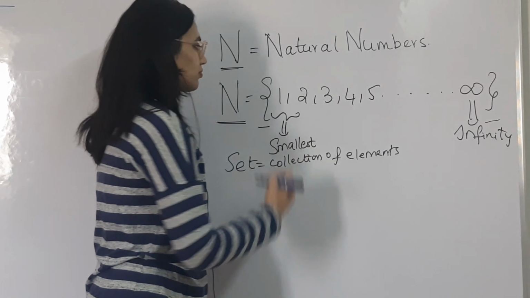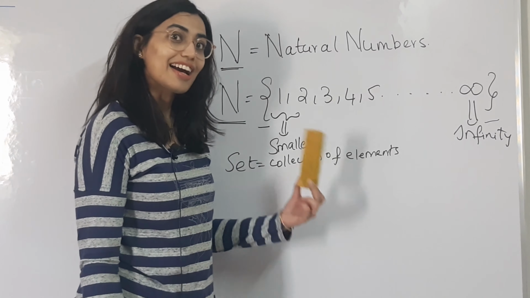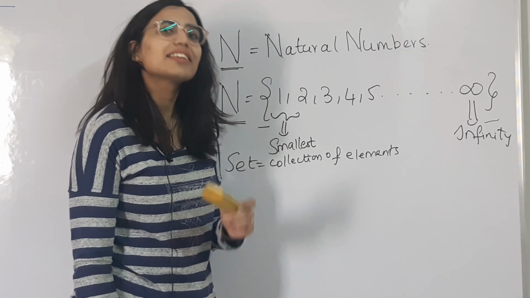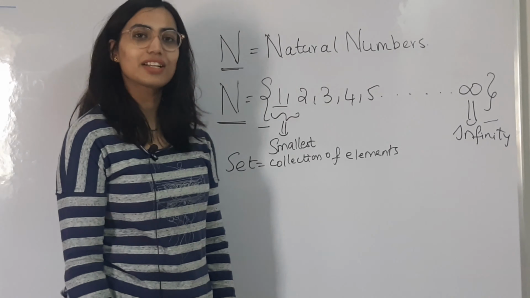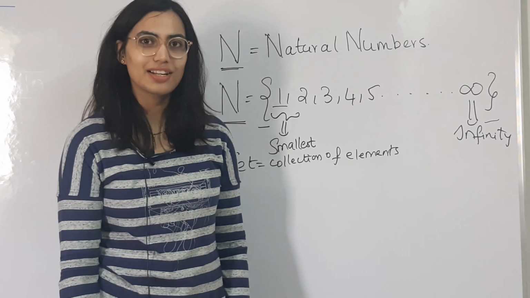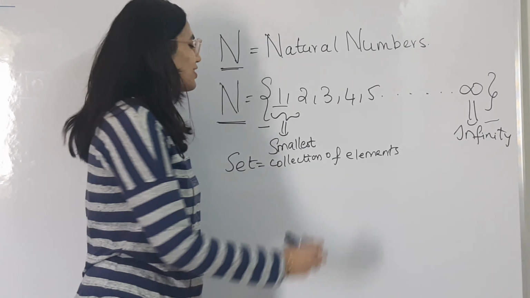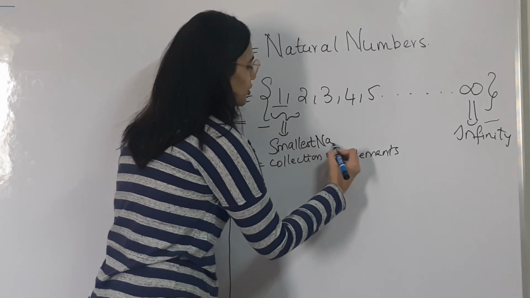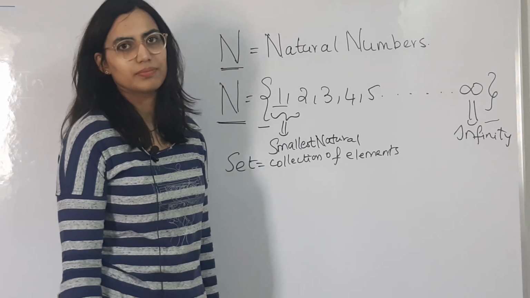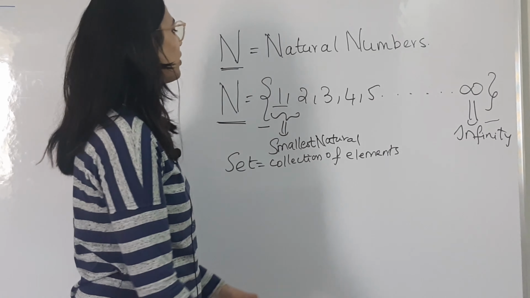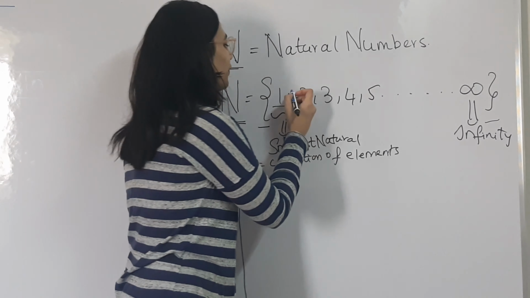What is 1? Is there any preceding number before 1? No. Natural numbers start with 1. Right? So that means, can we write 1 as the smallest natural number? Yes, because they start with 1. So 1 is nothing but the smallest natural number. Okay. Now, the next number is 2. How do you write 2?